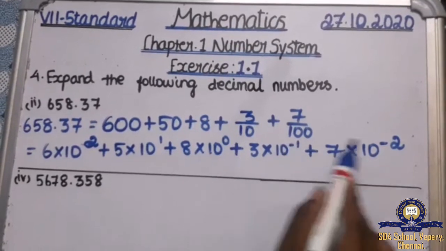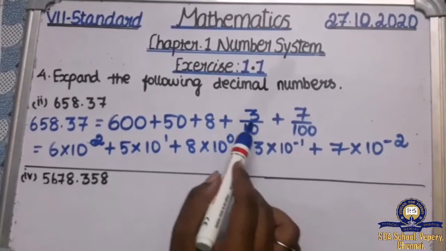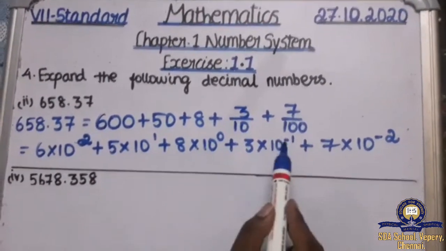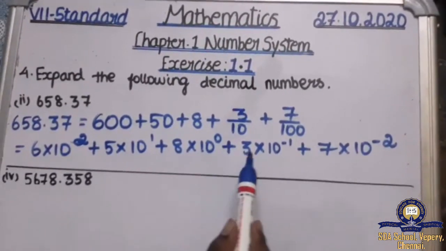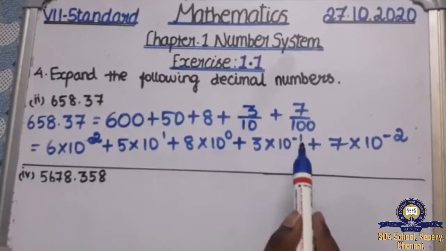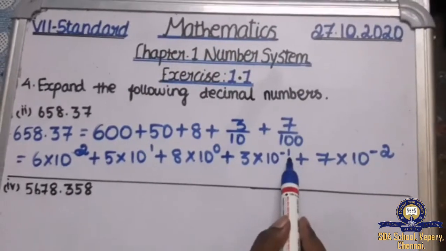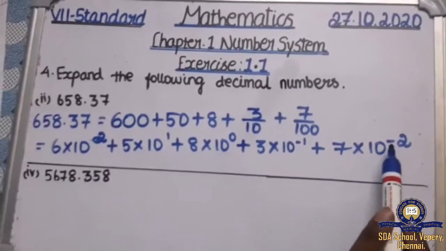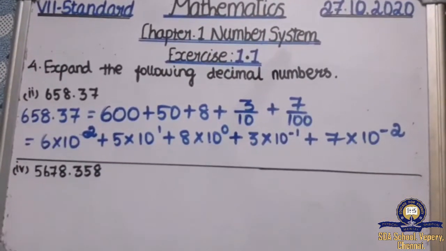Here it represents the inverse term. When going downwards to the upside, it gets inverse. So we can say it as 3 multiplied by 10 inverse 1, which means minus 1, plus 7 into 10 power minus 2. Okay students.